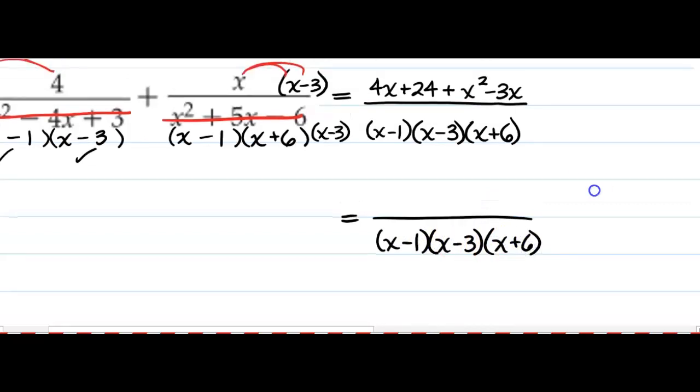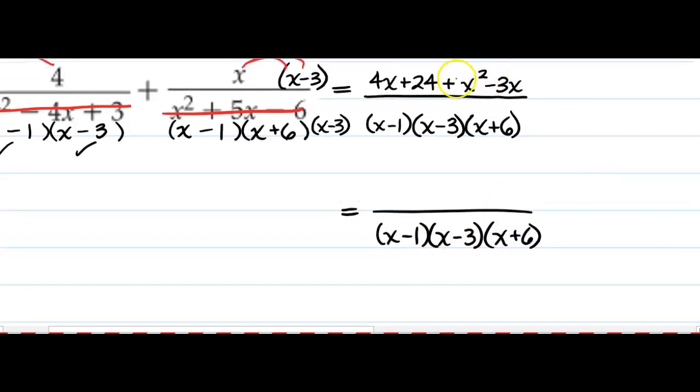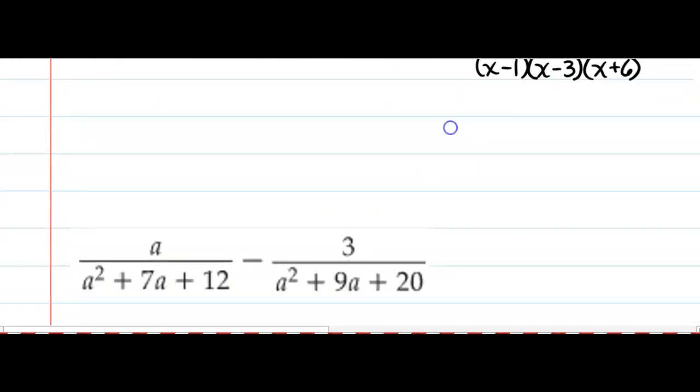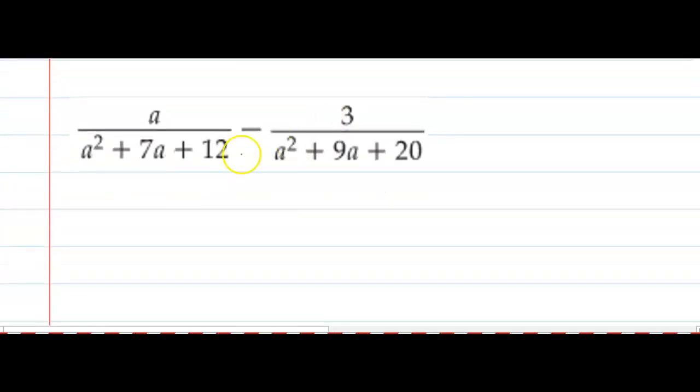In the numerator, we have an x squared, putting it in standard form. 4x minus 3x gives me just x. And then finally, plus 24. That's my final answer. Go ahead and pause your video and try this next one. See if you get the same answer.